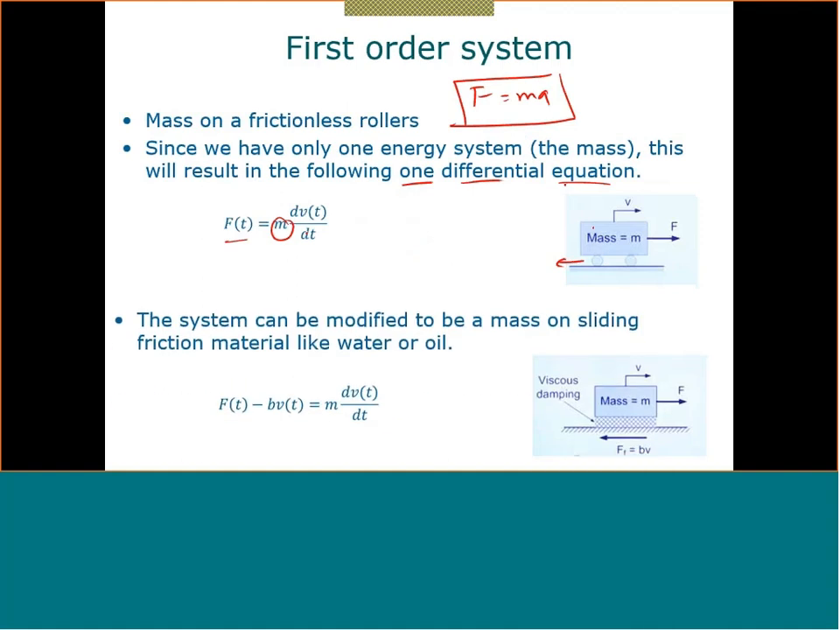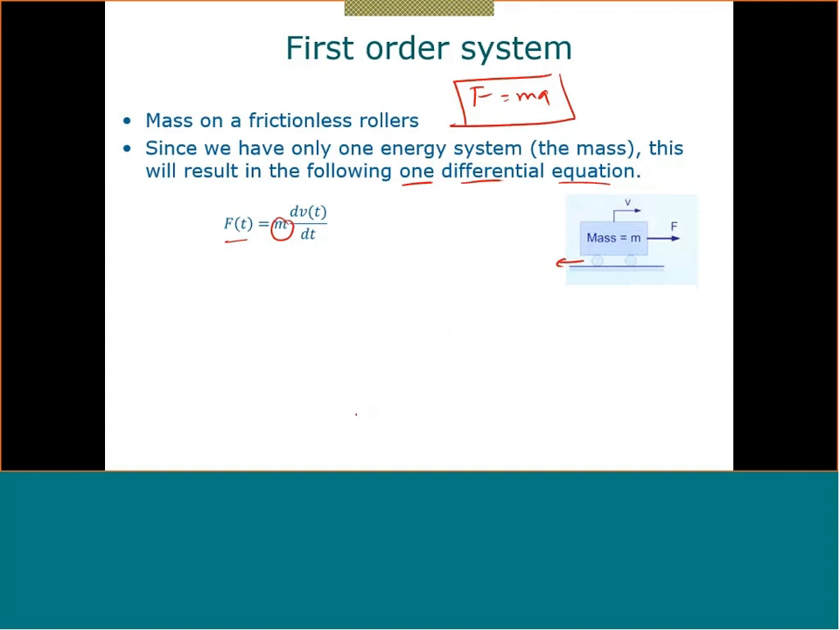Now, if I add friction, we have an opposing force. But friction is not a storage element; it's just another form of a force in a different direction. So when I write the equation, I will need only one differential equation: the applied force minus the force that resists this is equal to, again, m dv/dt.